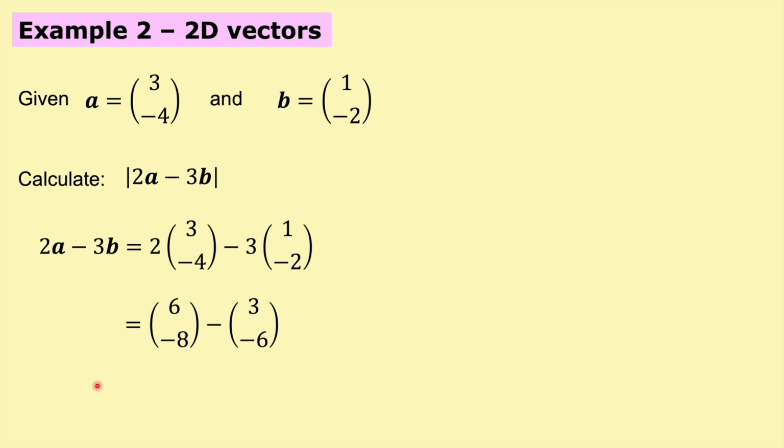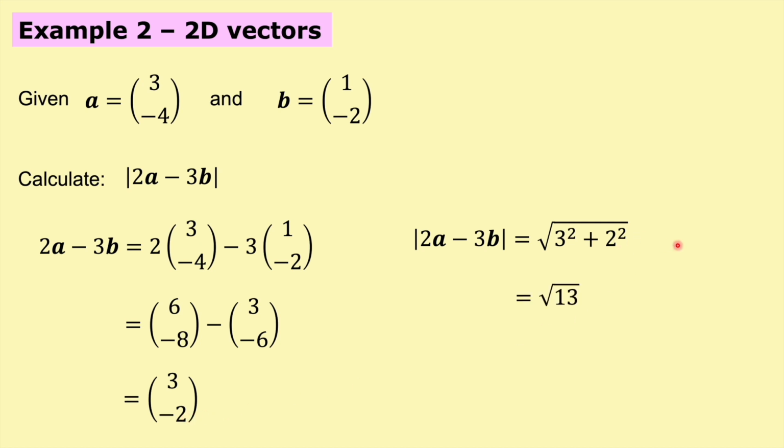And then we can go ahead and subtract these now. So 6 subtract 3 is 3, then -8 subtract -6 becomes -8 plus 6 to give us -2. So now we have this resultant column vector for our expression here, and now we can find the magnitude of this. So to find the magnitude of 2A subtract 3B, we've calculated 2A subtract 3B, so we need to do the square root of 3 squared add 2 squared, which is the square root of 13, and then pop it in your calculator to get a decimal answer.